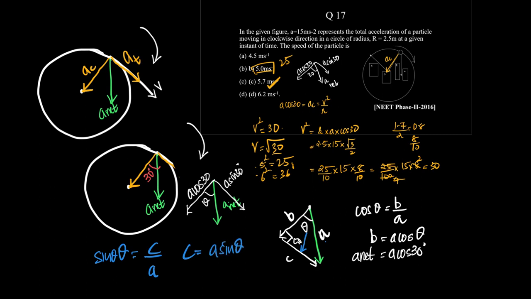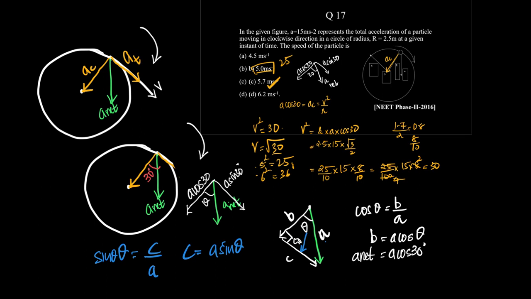Now, while comparing, here you have the perpendicular vector C, which is marked here. This vector is the perpendicular vector. So this is A net sine theta, where theta is 30 here. So this is A sine 30. Okay, so that was a brief explanation about the concept.